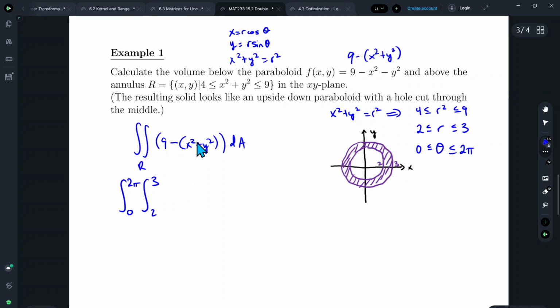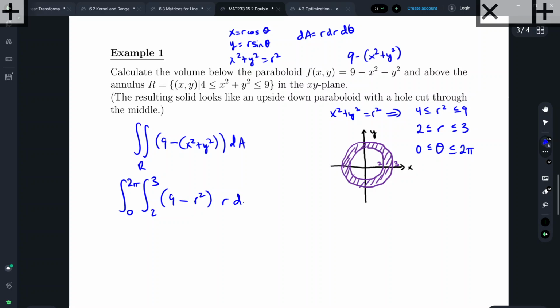And then again, we have to convert the x and y variables to r and theta. So x squared plus y squared is r squared, so this becomes 9 minus r squared, and then also the dA should be r dr d theta. Right, so this is r dr d theta.